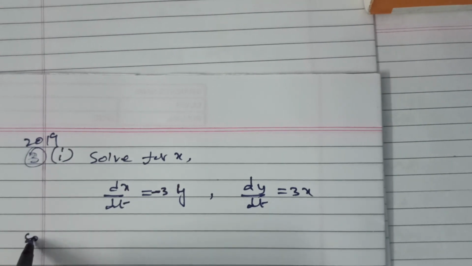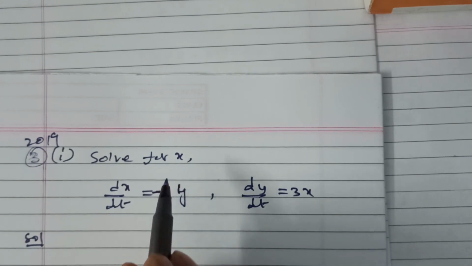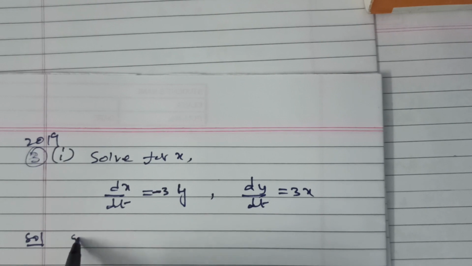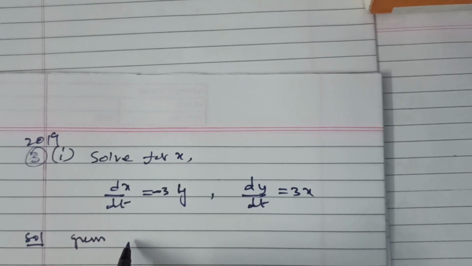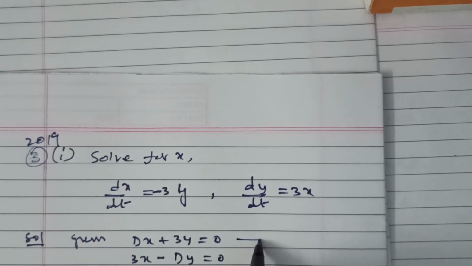Solution: find out the value of the variable only x. So the given equations are Dx plus 3y is equal to 0, next 3x minus Dy is equal to 0. This is equation 1 and equation 2.